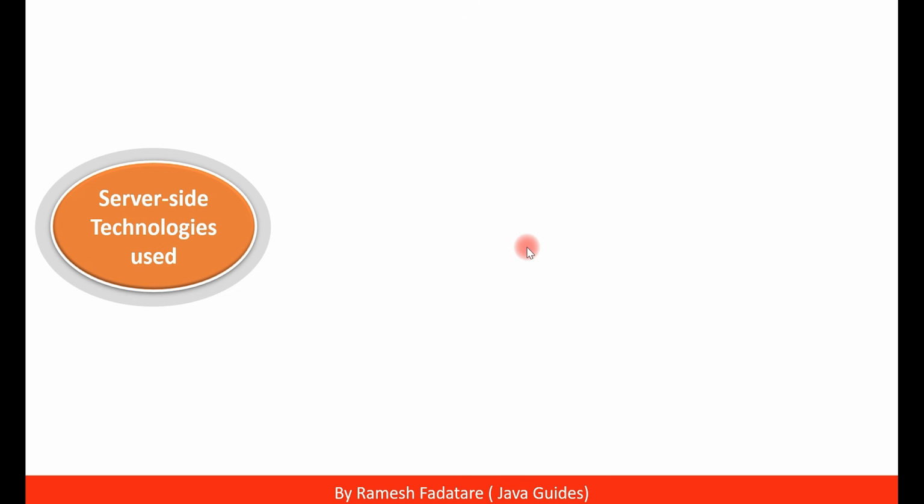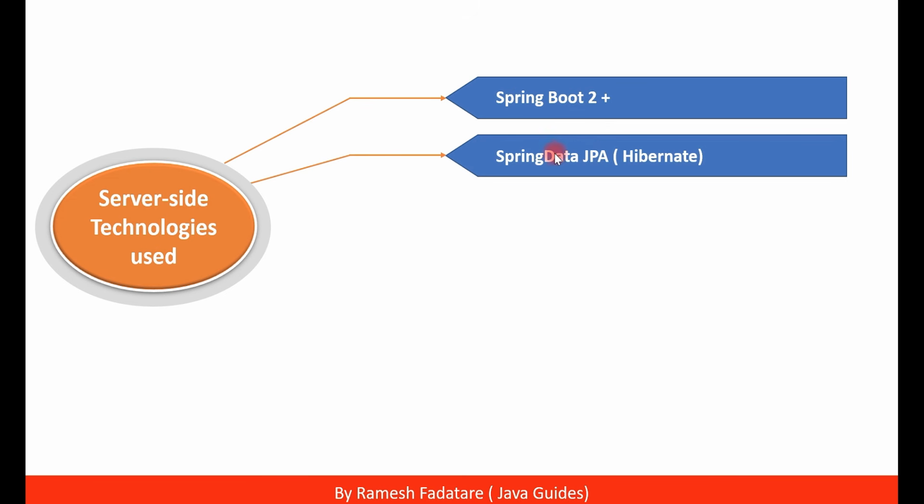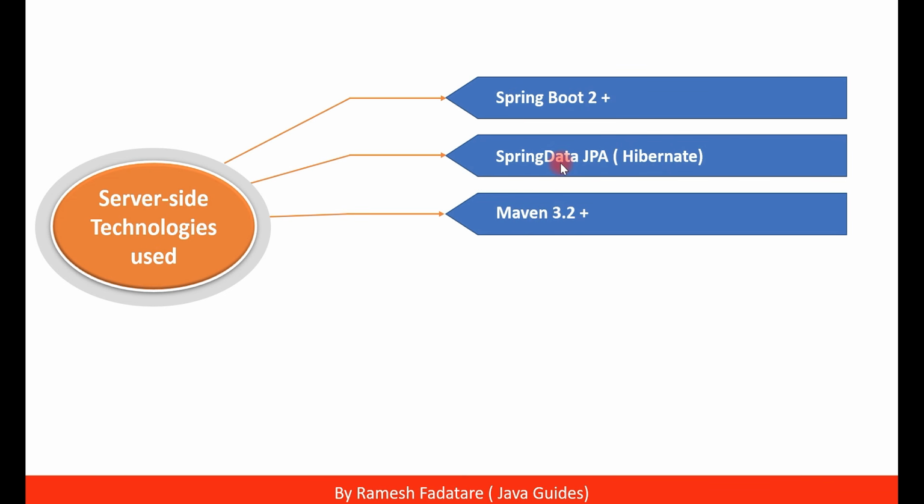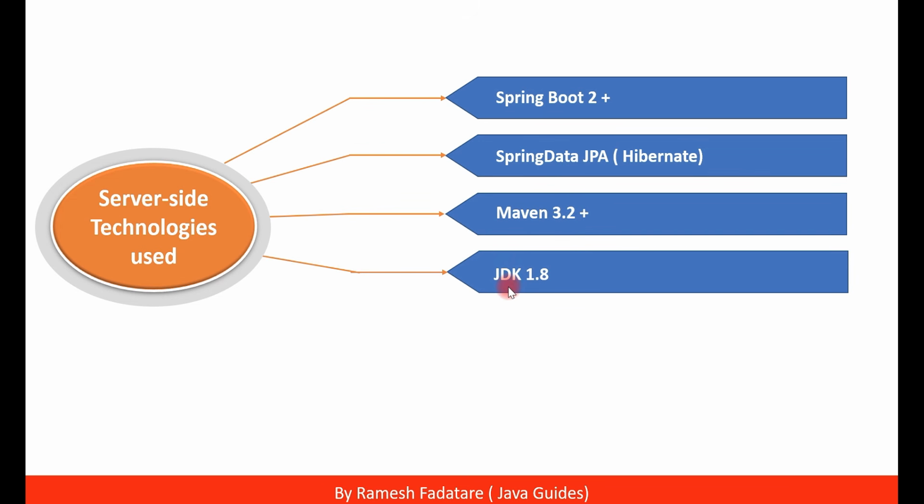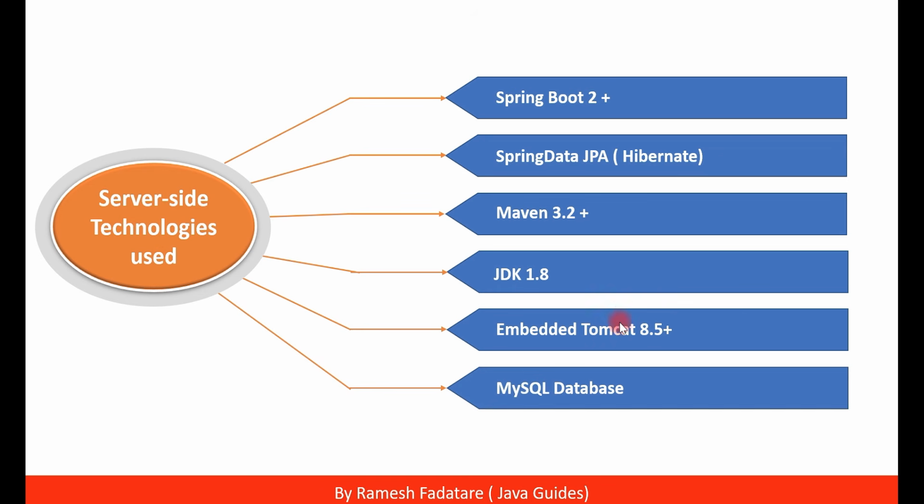Next, let's take a look at the tools and technologies that we'll be using at the server side. We're going to use Spring Boot 2+, and Spring Data JPA internally uses Hibernate, and we're going to use Maven 3.2+, and we use JDK 1.8, and we're going to use Embedded Tomcat 8.5+, and we use MySQL database. Well, these are the tools and technologies that we'll be using at the server side.